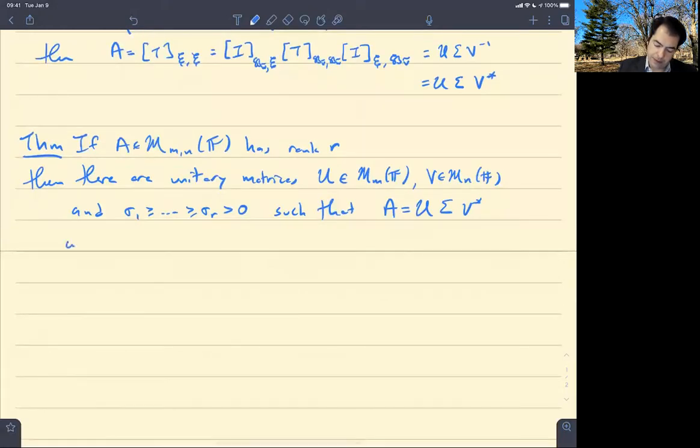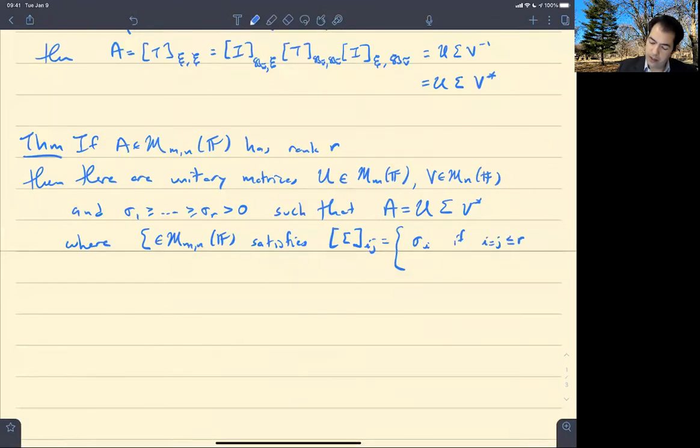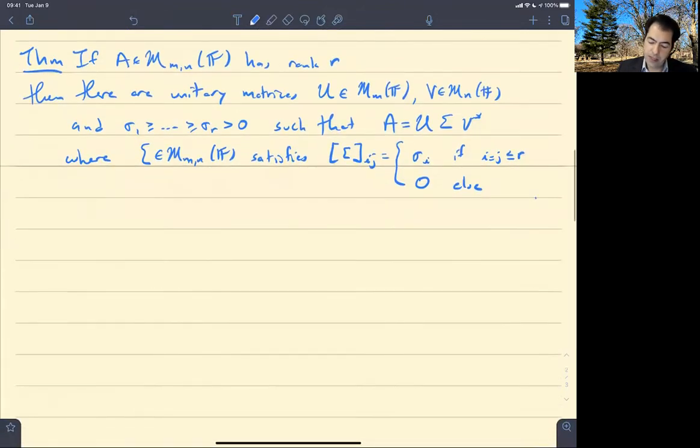where sigma is a matrix of the same size as A. It satisfies that its ijth entry is equal to sigma i if i is equal to j and they're less than or equal to r, and 0 otherwise. Okay, and there's no need to prove it. This is what we proved last time. For linear maps, this is just translated to matrices.